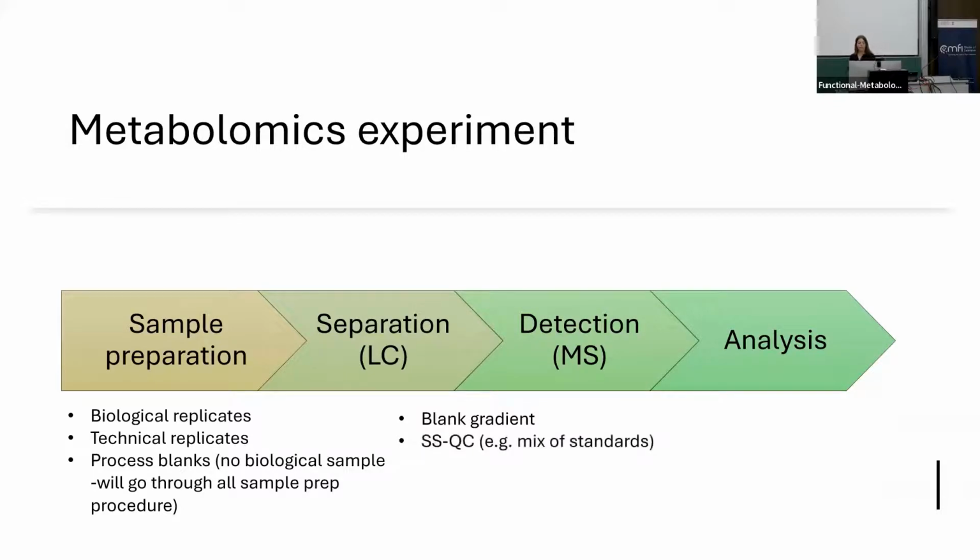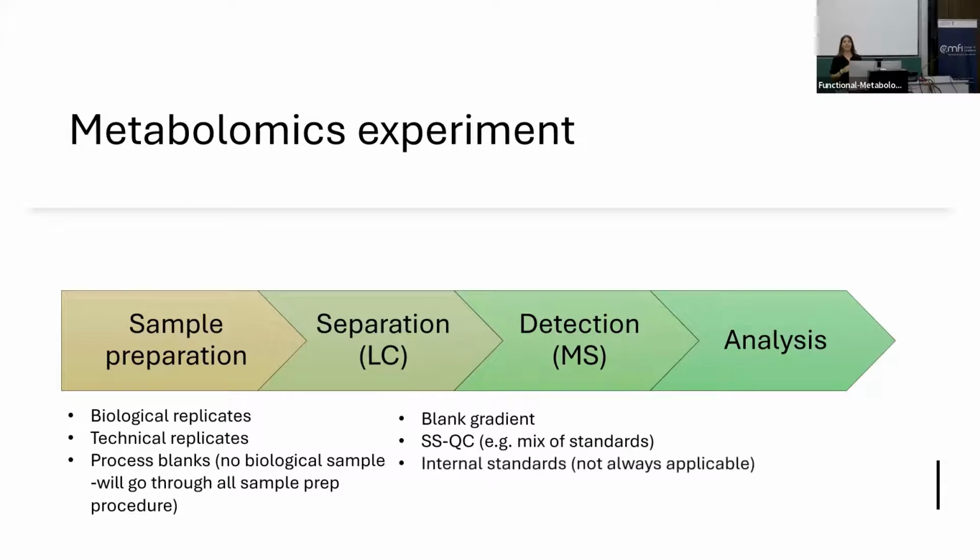Then they use this QC sample, the system suitability QC, that's what SS stands for. Usually you can purchase that from a vendor and it's just a mix of standards. So it's a mix of standards that's basically different metabolites over a very high range and very different polarity, so you can actually test the performance of your method.